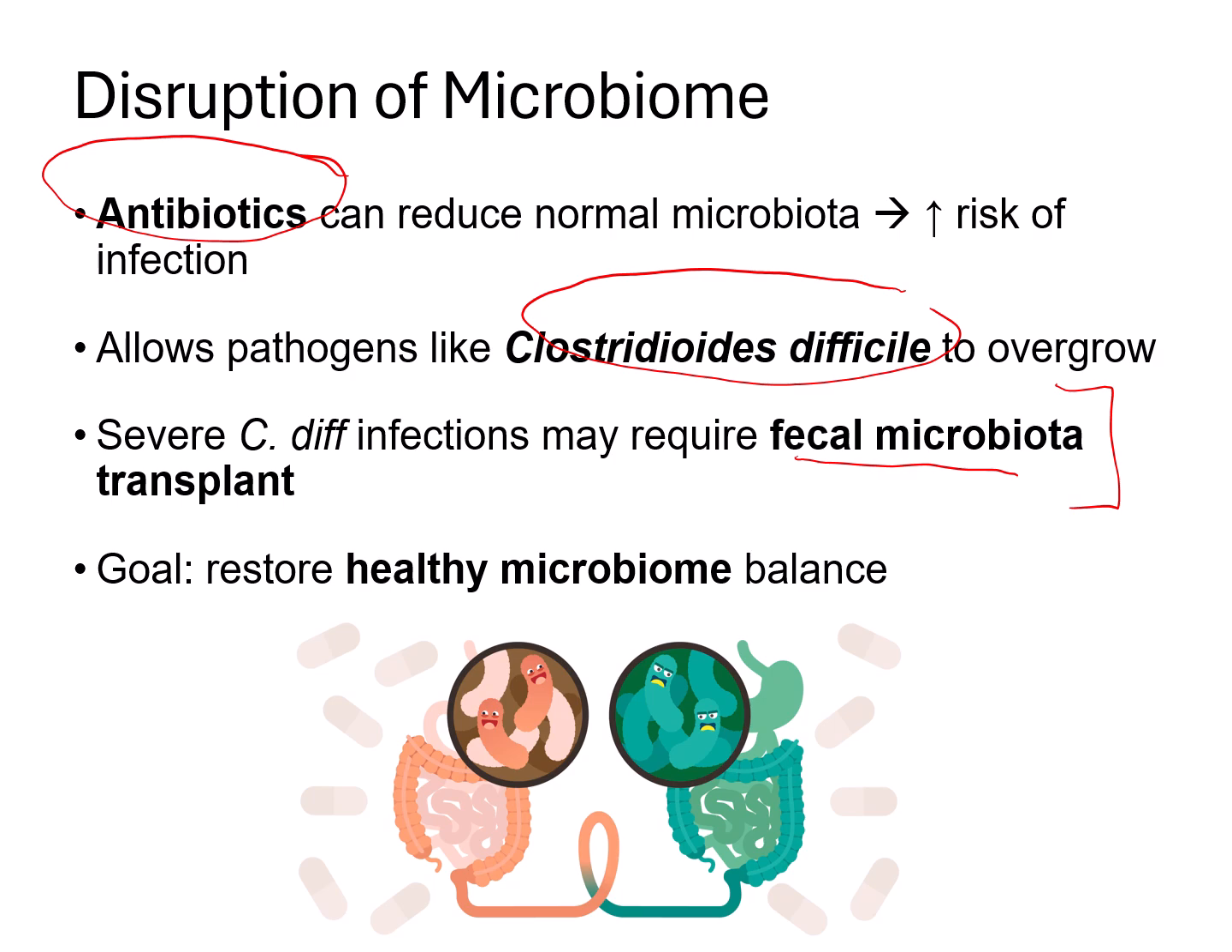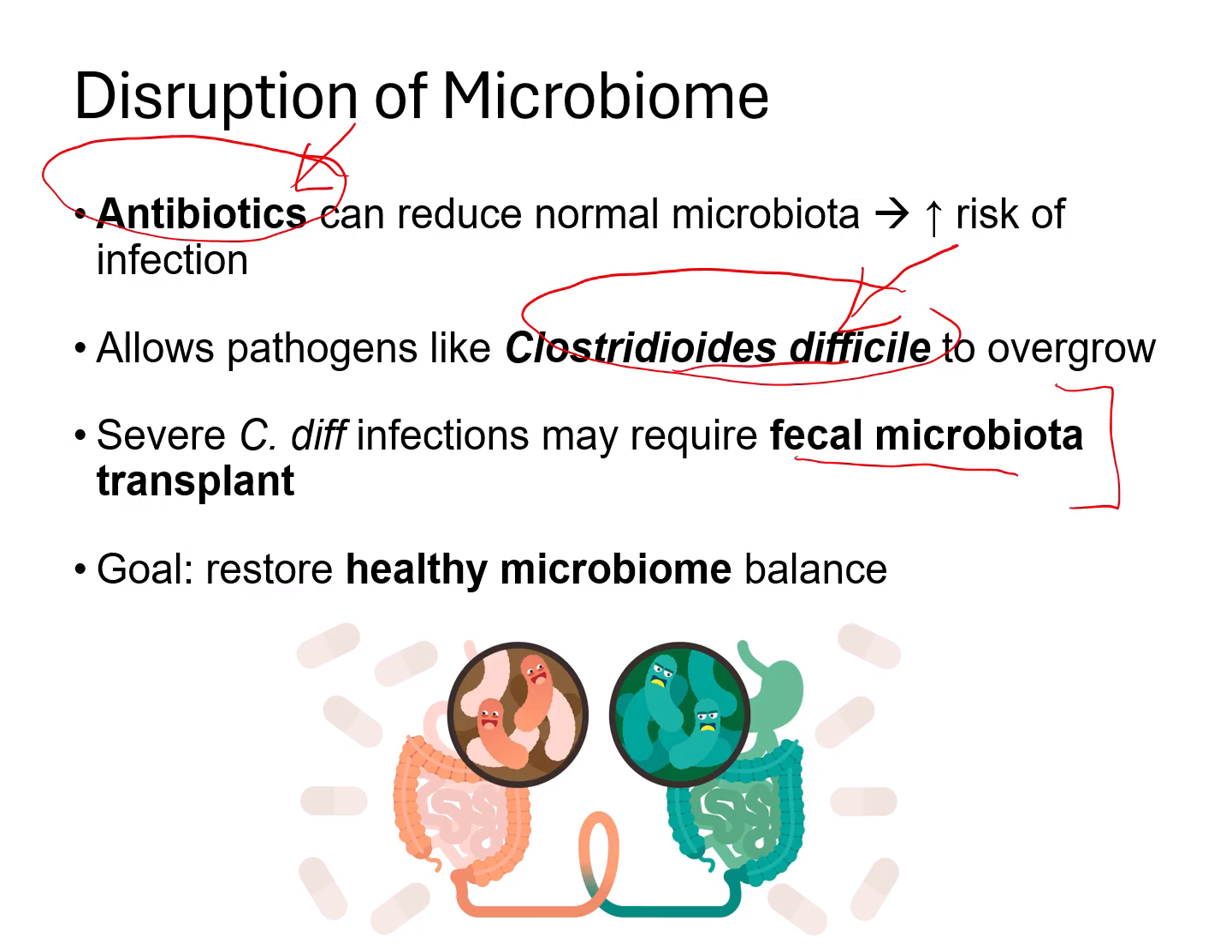So remember, for C. diff, it is not normally found in the GI tract, but its endospores are everywhere, and they're common in hospitals, in nursing homes, clinics, the soil. So if we get endospores, in the normal person, they would be suppressed by our normal microbiota. But if you're on antibiotics and the normal microbes are disrupted, now C. diff can take over.